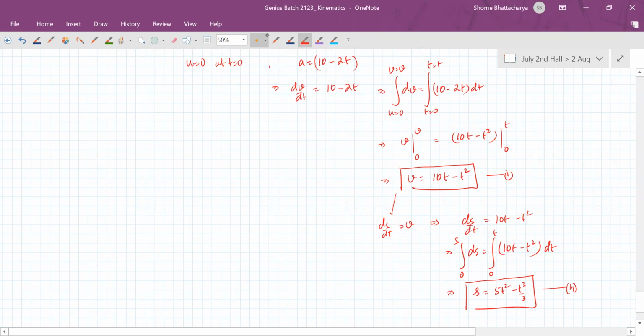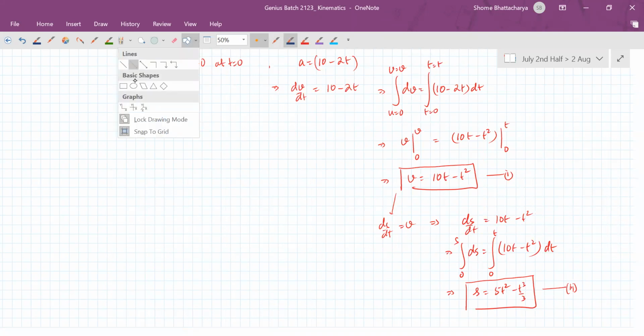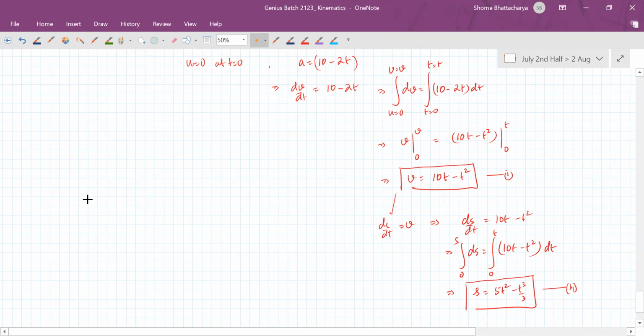Sir, how will we find the distance? Yeah, so that is the important thing here. To find the distance, you'll have to find when the velocity switches direction. So the velocity is initially what kind of quantity? It's positive. And then after 10 seconds, it will become negative. So velocity is becoming 0.